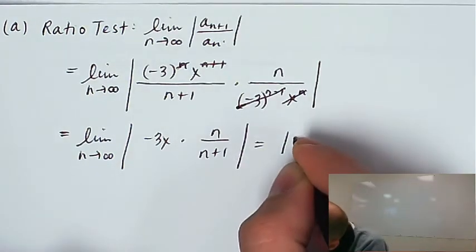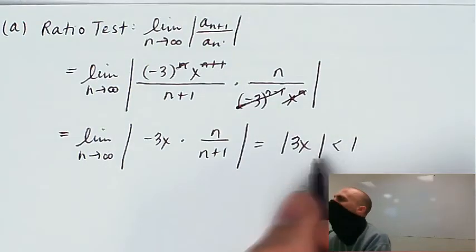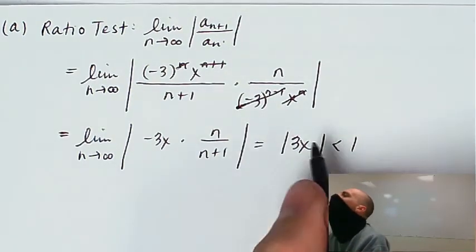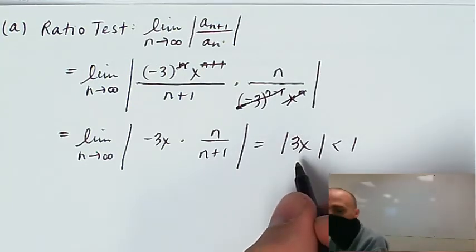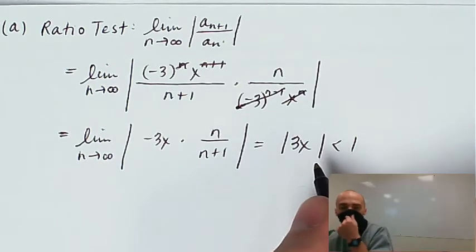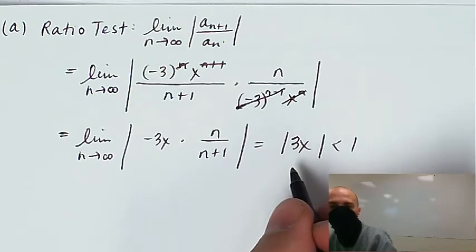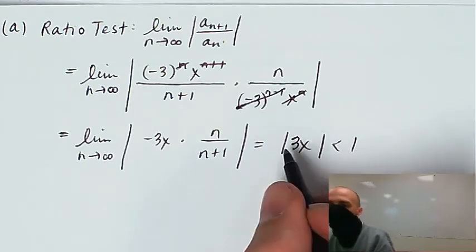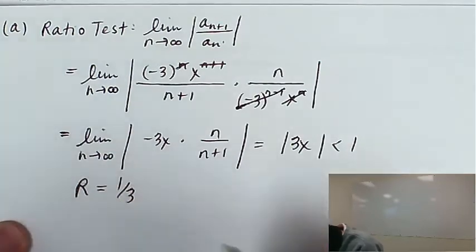So I'm going to just say that's 3x, and I'm interested in where that's less than 1. So I would have to divide by 3, right? Or you could say this is x divided by 1/3 if that's how you know to look for the radius of convergence, is you know it's the number that we divide x by. We end up multiplying. So basically, that radius equals 1/3.